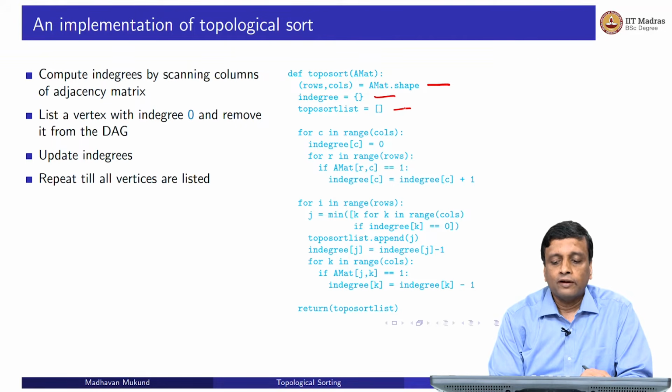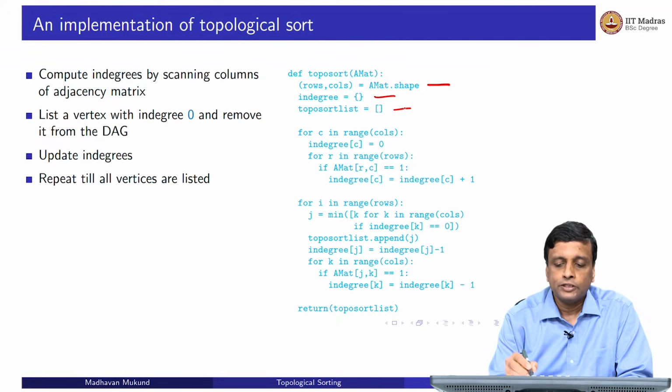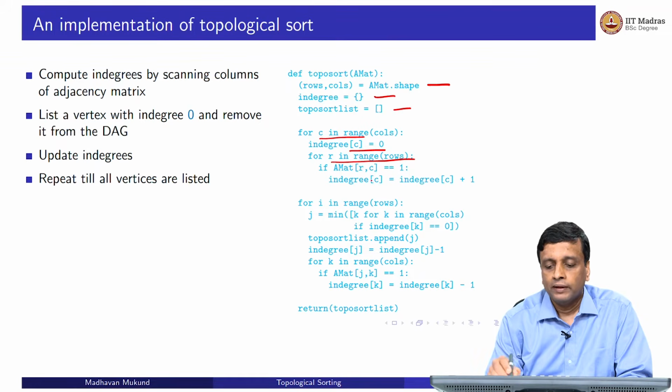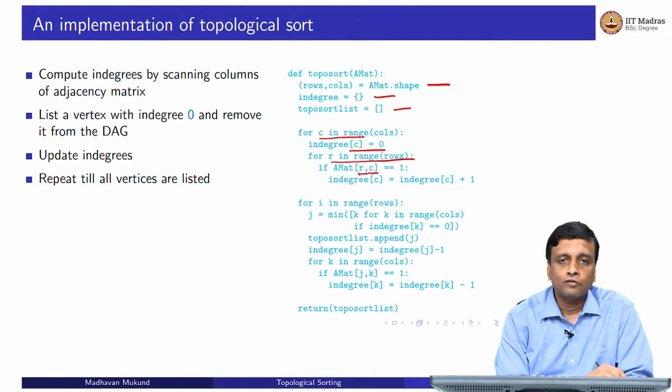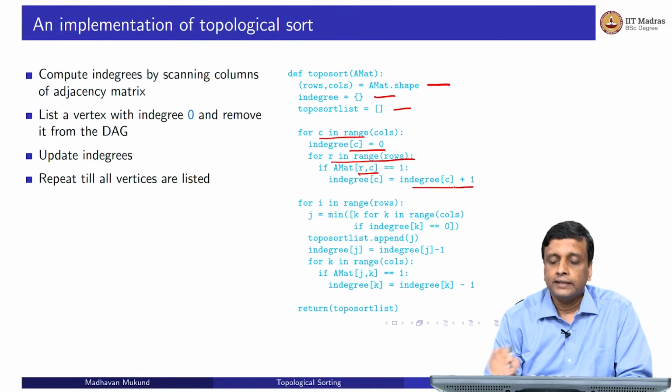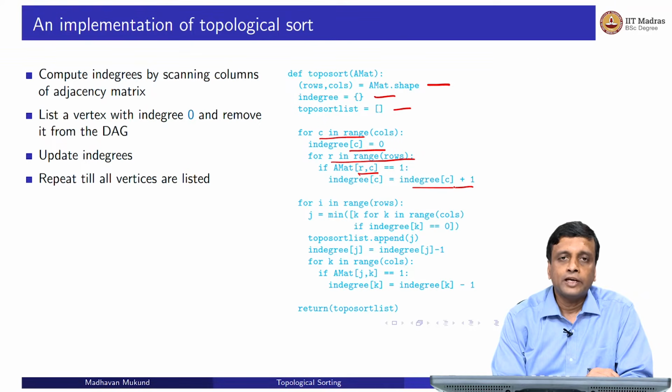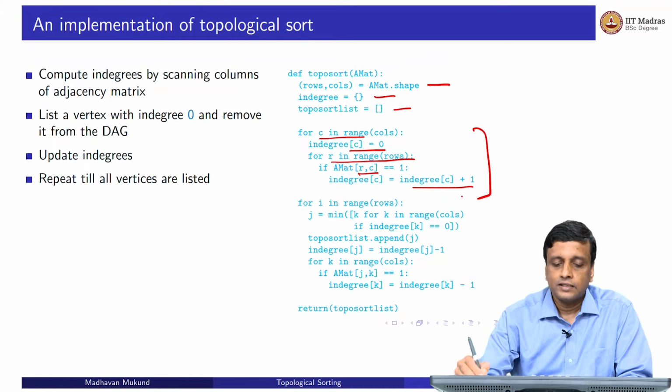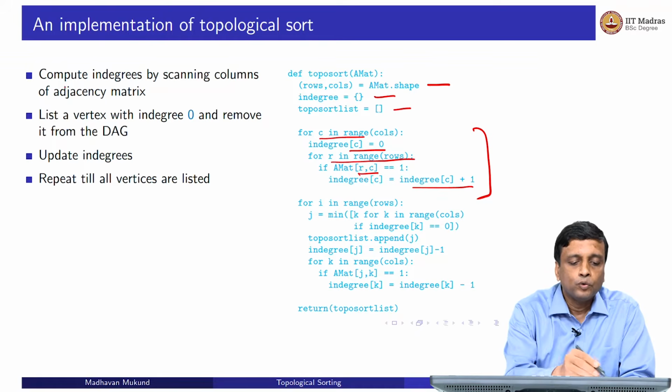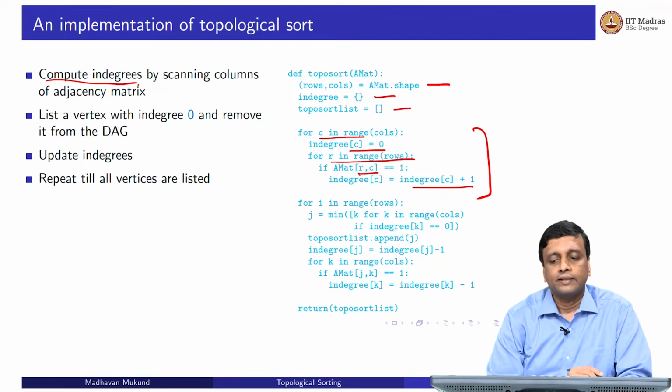So the first thing that we have to do is compute the in-degrees. So computing the in-degrees in an adjacency matrix requires me to scan all the columns. So what I do is I pick each column. For every column I initialize the in-degree to 0 and then I walk across all the rows in that column, and wherever I see an edge of the form r comma c, I update the in-degree by 1, right? So I increment by 1. So this whole thing corresponds to computing the in-degrees, right? So I have done that.